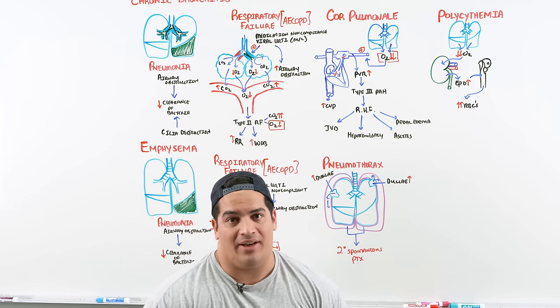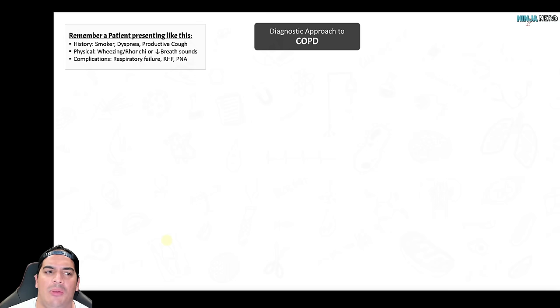Now, how do we go about diagnosing these puppies? Well, how do we go about diagnosing a patient with COPD? Well, if they come in, they're a little bit older, they're a smoker, they're coming in with dyspnea, productive cough, wheezing, rhonchi on auscultation, decreased breath sounds, increased AP diameter or barrel chest kind of appearance, and they're presenting with respiratory failure or features of right heart failure and pneumonia, things to that effect, I think it's really important to start thinking about COPD. So how do we do this?